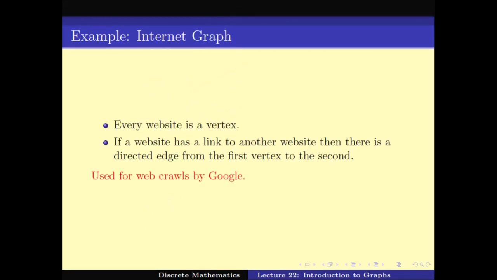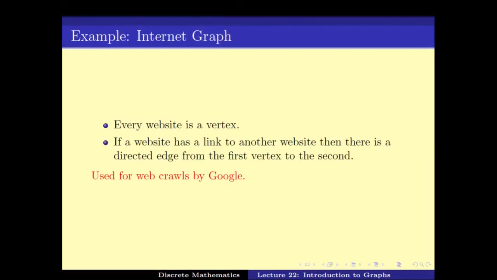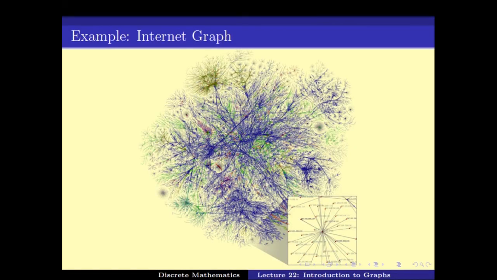Another example is the internet graph. This is used a lot by Google to crawl, where every website is a vertex, and if a website has a link to another website, then there is a directed edge from the first vertex to the second vertex. This of course gives us a directed graph, and it is used for web crawls by Google. When you search something on Google, Google uses this. So these are examples of real-life data that is represented in graphs and used a lot in our modern-day technologies. This is the representation of the internet graph. I think it came out a few years ago.